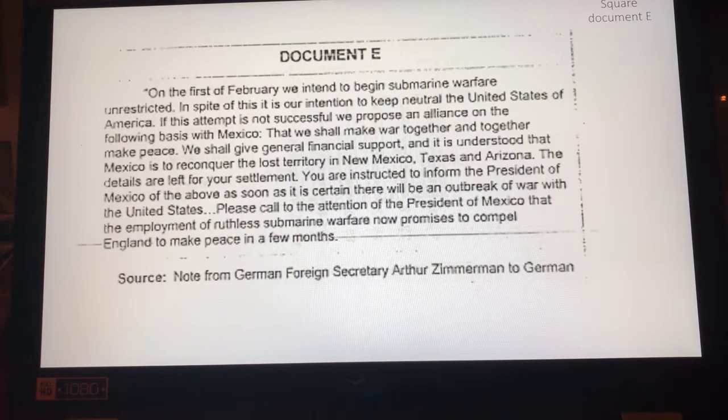This note is actually intercepted by the British. The British get a hold of this. They find out that Germany is trying to induce Mexico to keep the United States out. And so the historical situation that is going to happen here is the British are going to bring this to the United States government. And they have a selfish reason.